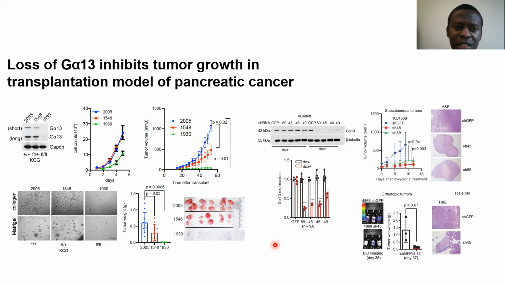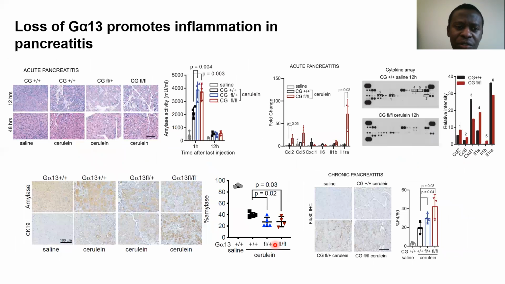We know that pancreatitis is a risk factor for pancreas cancer, and it has been shown to promote tumor development in mouse models. So we investigated the effect of loss of Gα13 in pancreatitis using a caerulein-mediated model. Here we saw that loss of Gα13 results in more tissue injury, more release of serum amylase.